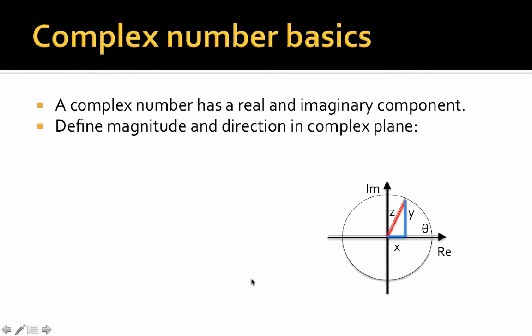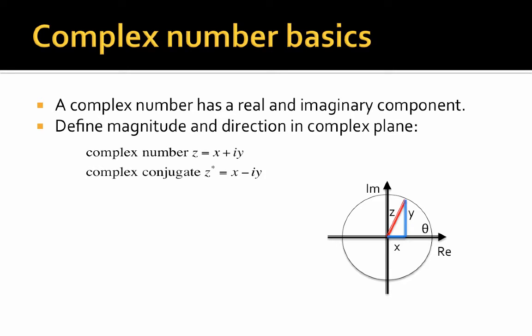So our complex number now has an x component and a y component, and we want to be able to use these components to define both the magnitude of the vector and the direction of the vector, or this angle theta, in our complex plane. If we start with our complex number z equals x plus I y, we also will remember that the complex conjugate for a complex number is z star. And for the complex conjugate, we simply negate or invert any imaginary components. So in this case, it would be x minus I y.